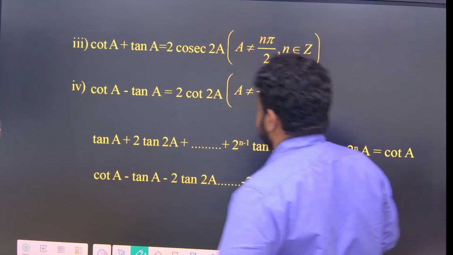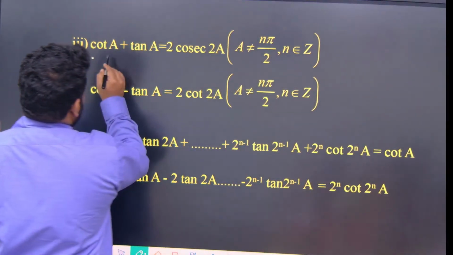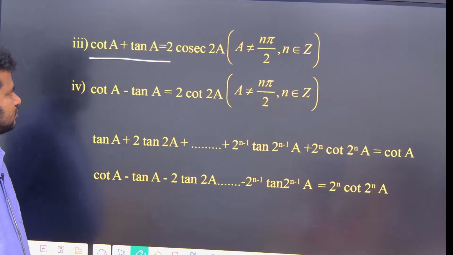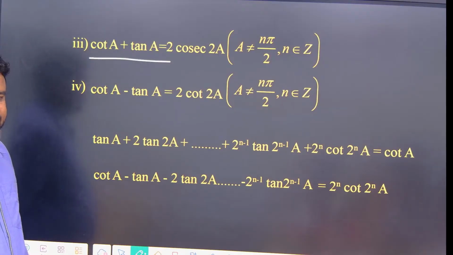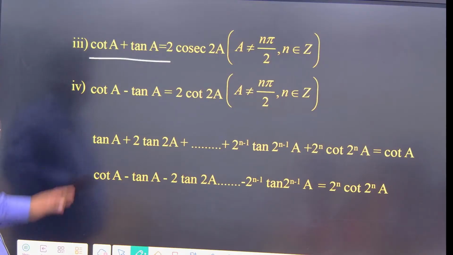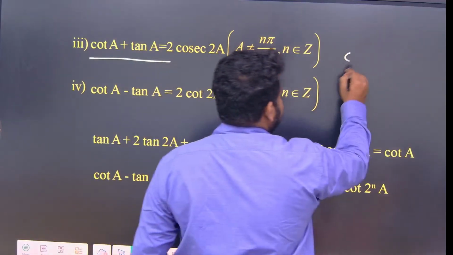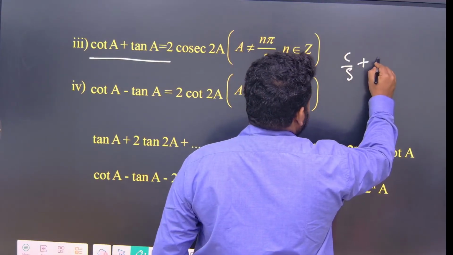This one very important. Please write this down. Cot A plus tan A is equal to 2 cosecant 2A. Cot A plus tan A is equal to 2 cosecant 2A. How it comes? See here. Observe, friends. Cot A means cos A by sin A. Tan A means sin A by cos A.